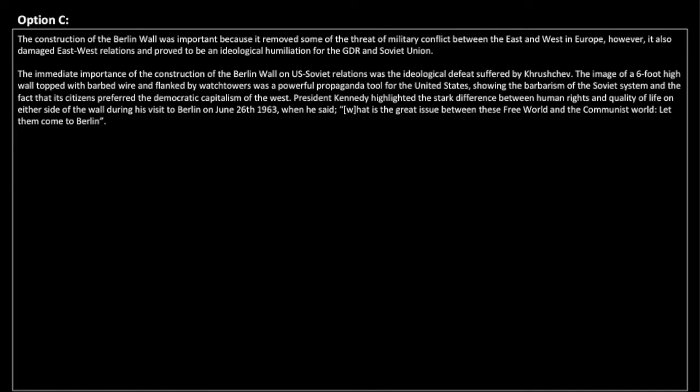President Kennedy highlighted the stark difference between human rights and quality of life of either side of the wall in his visit to Berlin on June 26, 1963, when he said, "What is the great issue between the free world and the communist world? Let them come to Berlin."